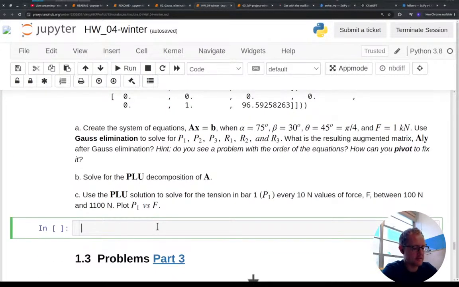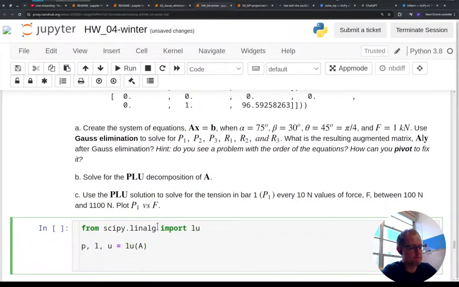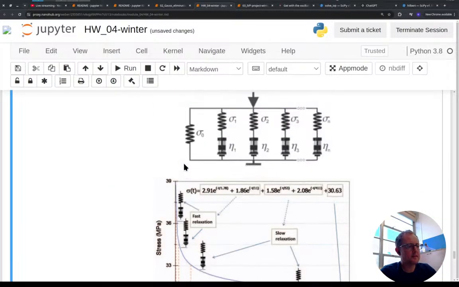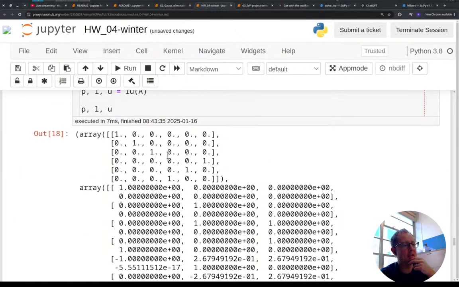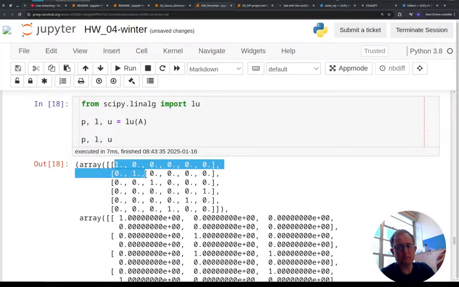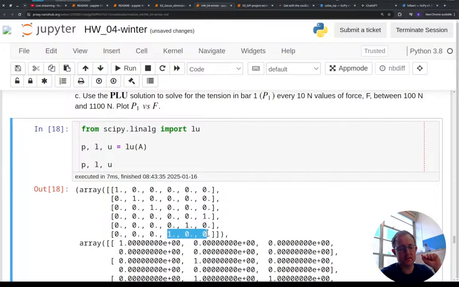And we can do this: from scipy.linalg import lu, PLU equals lu of A. If I do that PLU decomposition, here I already rearranged rows 1 and 2, but if I didn't, it would show a 1 here and a 1 there, as if these two got switched. This LU decomposition also switched this row and that row.